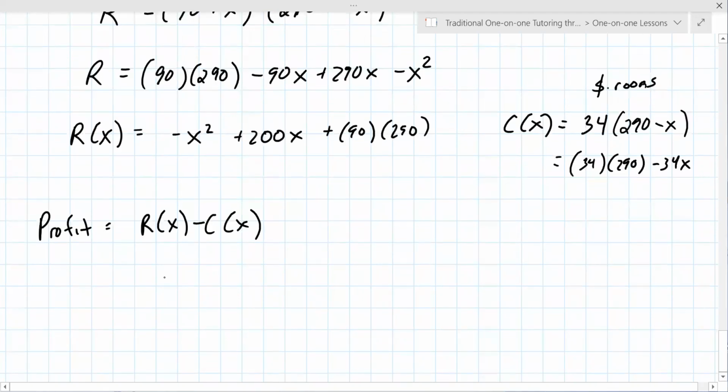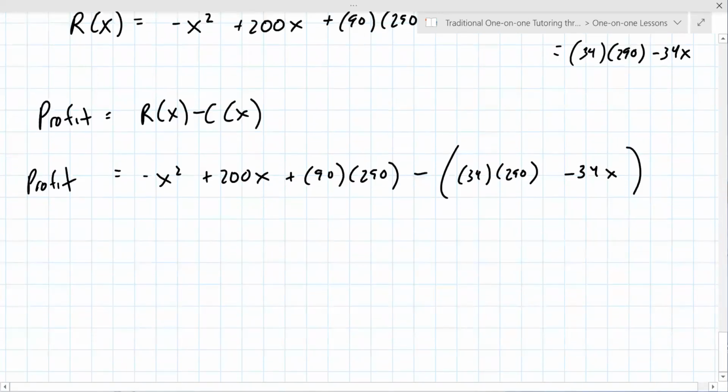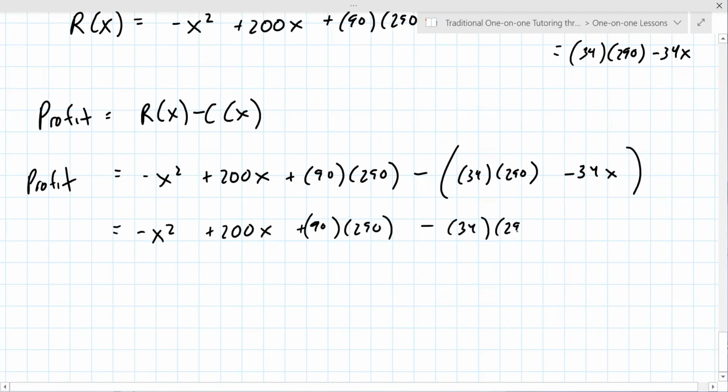So your profit is revenue minus cost. So this is minus X squared plus 200X plus 90 times 290 minus all of this, 34 times 290 minus 34X. When you distribute the negatives here, you get minus X squared plus 200X plus 90 times 290 minus 34 times 290 plus 34X.